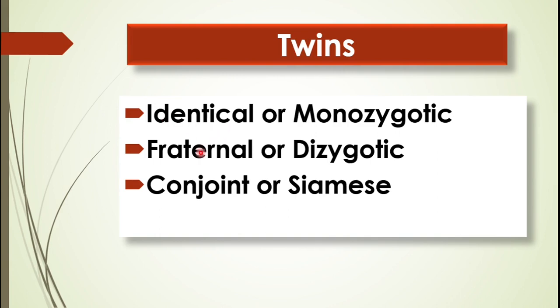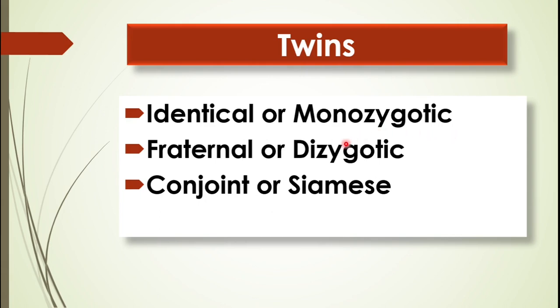The second type of twin are the fraternal or the dizygotic twins. Here, there are two ova produced, either from the same ovary or from two different ovaries. Two ova are produced, and these two ova are fertilized by two different sperms. And when they are fertilized by two different sperms, there are possibilities of the developing zygotes to be either of the same sex, or they may have different sexes also.